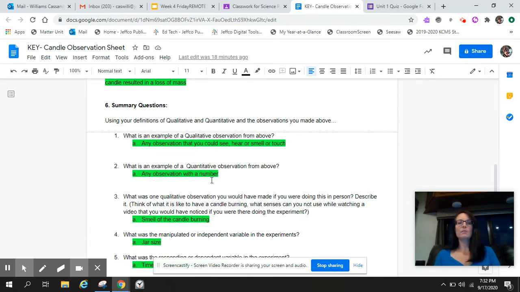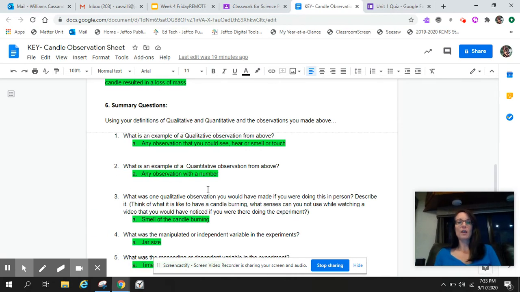Number 2, the example of a quantitative observation is the observation with a number. In class, I wrote the words qualitative and quantitative very large on the board, and I asked you to identify the letters that were different, and you all picked out the N and the L. We spoke about how the N is the first letter in the word number. So that's our hint. As soon as you see the word quantitative, think N, number. If there's not a number in the observation, it would automatically be qualitative.